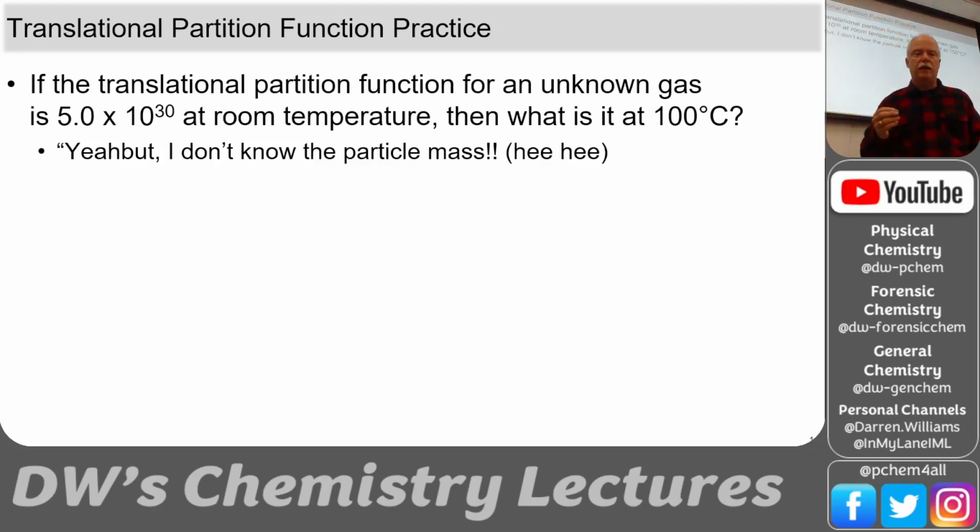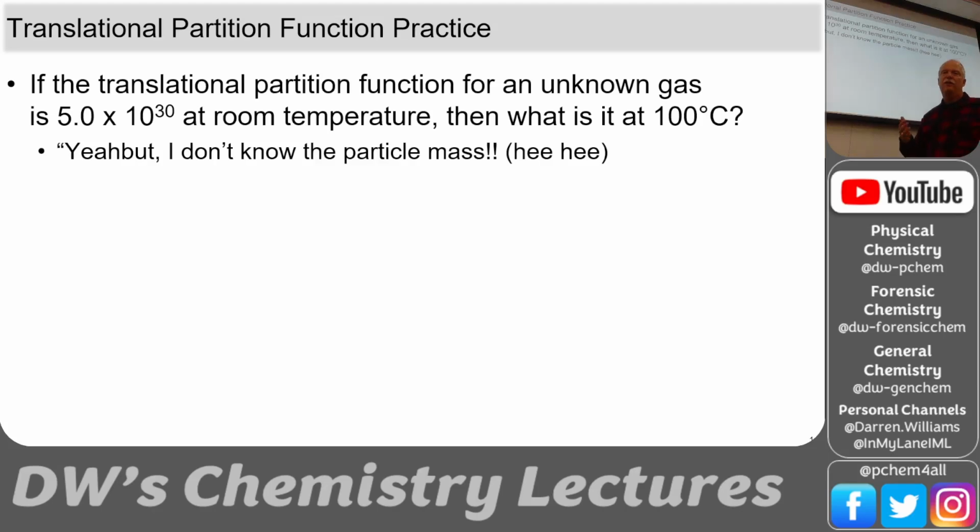Okay, here's another calculation. This is a perfect kind of question I give on exams. You guys know me by now. If the translational partition function for an unknown gas is 5 times 10 to the 30 at room temperature, 298 K, what is it at 373 Kelvin, which is 100 C?